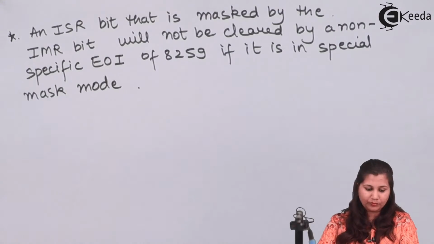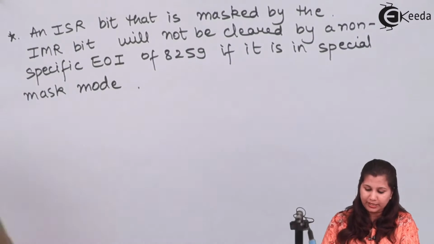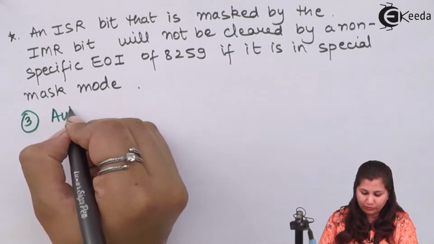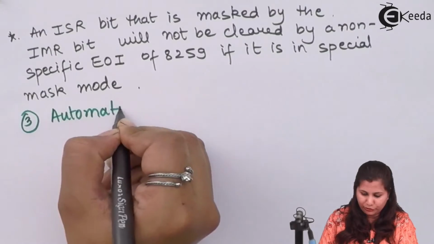Next, the next mode of the 8259 is automatic rotation.